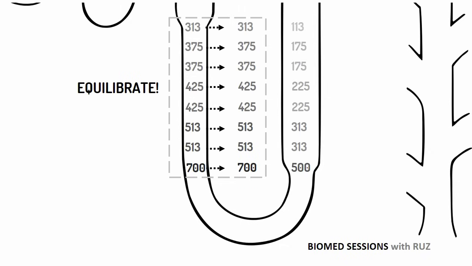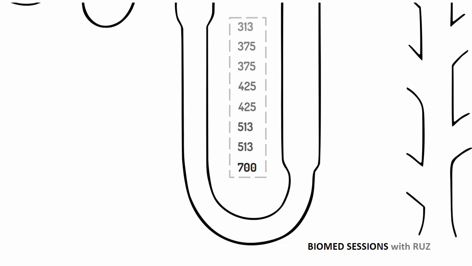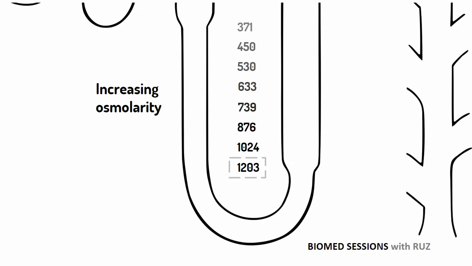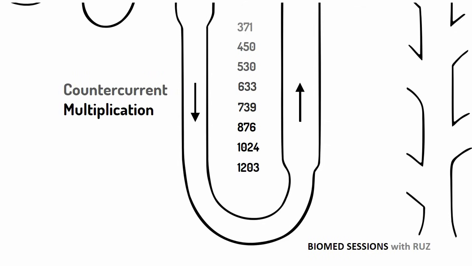Alright, so looking at our values for the interstitial fluid, we can see that the osmolarity increases the deeper you go into the medulla. As all that pumping and equilibrating continues, we eventually reach a maximum concentration of around 1200 milliosmoles per litre. The entire process that I have just described is called countercurrent multiplication. Countercurrent, because the filtrate flows in opposite directions in the limbs of the loop of Henle, and multiplication, because this countercurrent flow enables the effects of the gradient to be increased, i.e. multiplied.